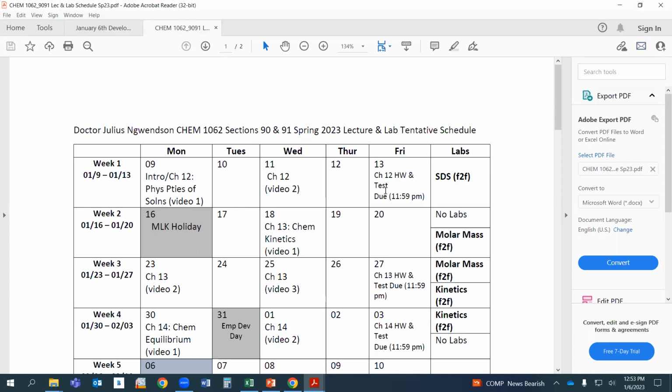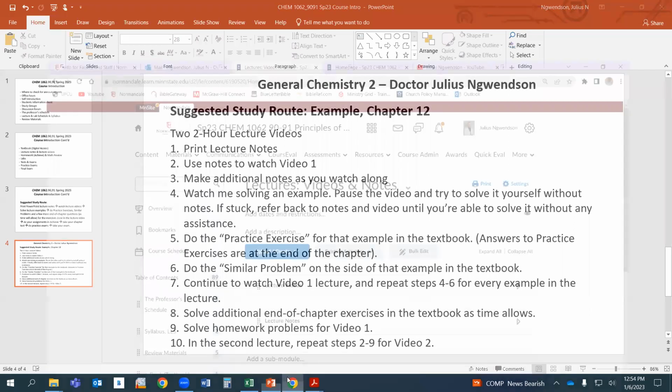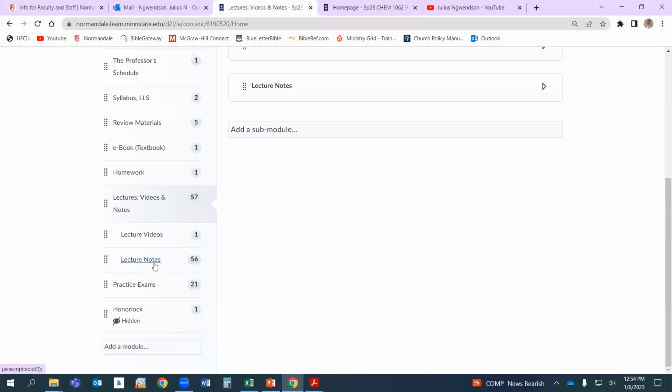And then after that, you have your homework first, and then your test after that. But we are talking about studying through the lectures, which will obviously prepare you for the homework and the test. So the first thing you want to do is to print the lecture notes. You want to print the lecture notes.